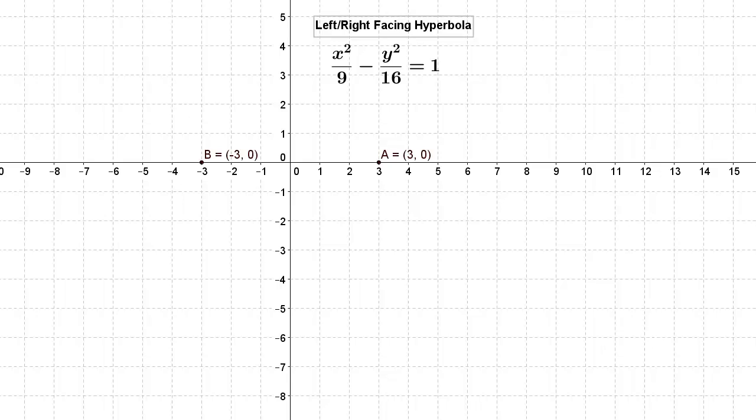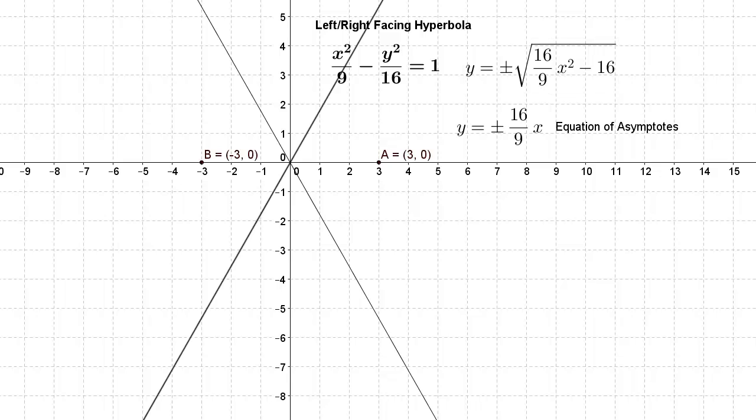So what about the asymptotes? Well, we remember that the slope of the asymptote is negative b over a. And it's negative b over a because we're asking the question, what's happening at the asymptotes as x gets gigantic? And remember, this negative 16 becomes trivial when x becomes very large. So when x becomes very large, this becomes y equals plus or minus the square root of 16 over 9 times a very large number. So we can take the square root of that. So the equation of the asymptotes is plus or minus 16 over 9x.